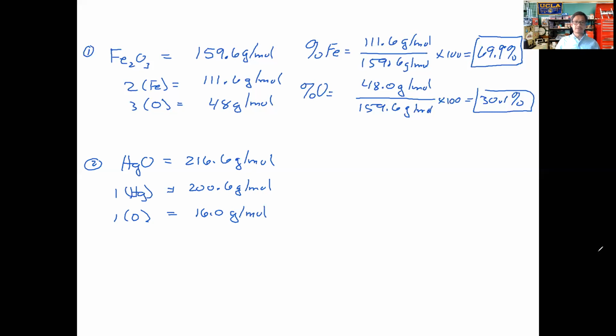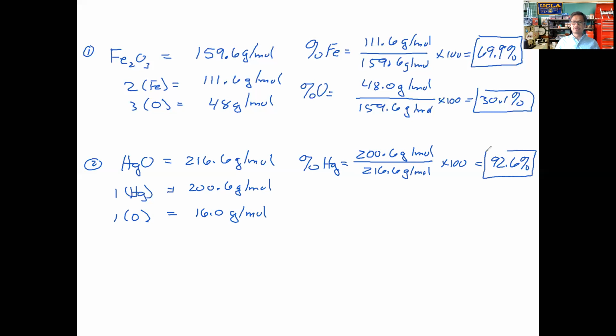All right, so let's calculate the percent of mercury in mercury 2 oxide. That's going to be the amount of mercury, 200.6 grams per mole, the molar mass of that particular mercury atom, over the total molar mass of the compound itself. Again, part over whole times 100. And we get a percentage of 92.6%.